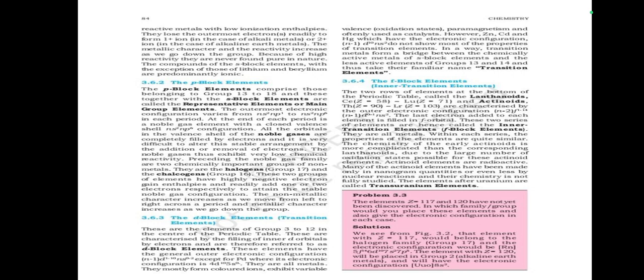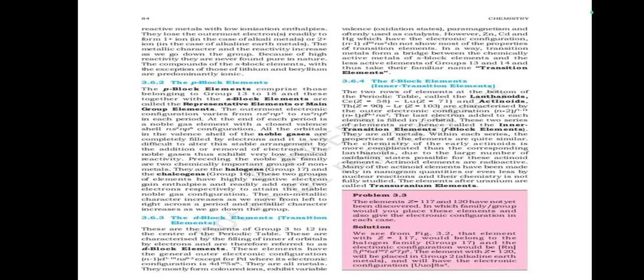Preceding the noble gas family are two chemically important groups of non-metals: the halogens, group 17, and the chalcogens, group 16. These two groups of elements have highly negative electron gain enthalpies, and readily add one or two electrons respectively to attain the stable noble gas configuration. The non-metallic character increases as we move from left to right across a period, and metallic character increases as we go down the group.